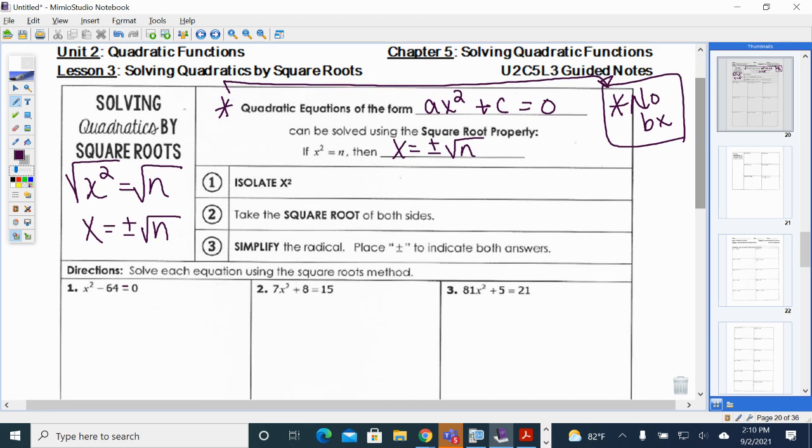The steps tell us to isolate the x squared. Secondly, take the square root of both sides. And then thirdly, simplify the radical, place a plus or a minus to indicate both answers.